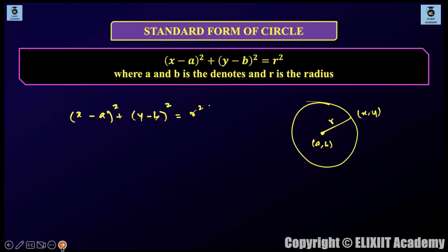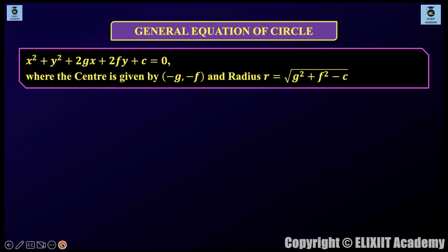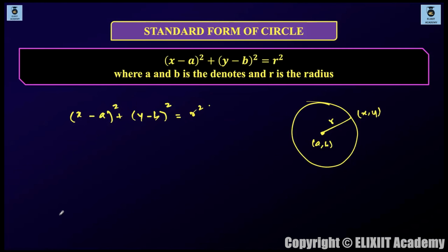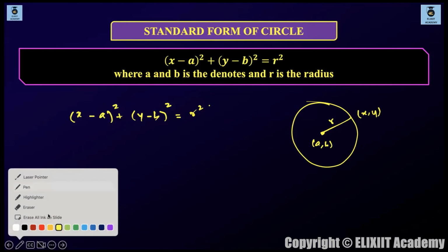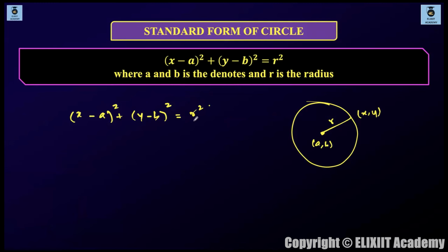Next, we move on to the general form of the circle. Now, this is the main form which you need to take care of. Let's derive it from here itself. What I'll do is simply expand this. You expand this and you'll see x square plus a square minus 2ax, plus y square plus b square minus 2by, is equal to r square.